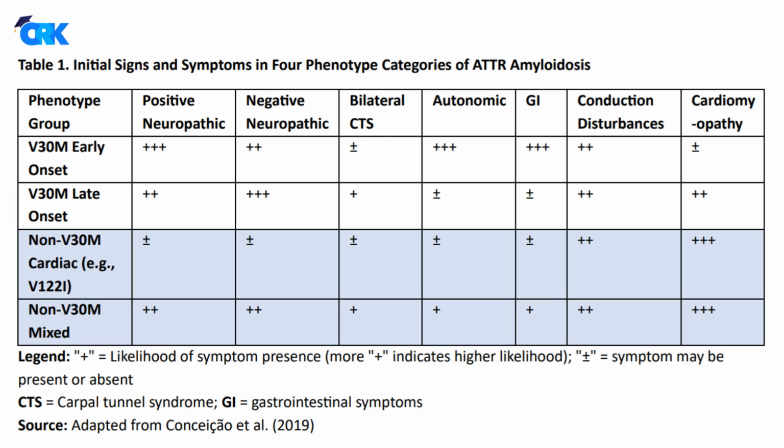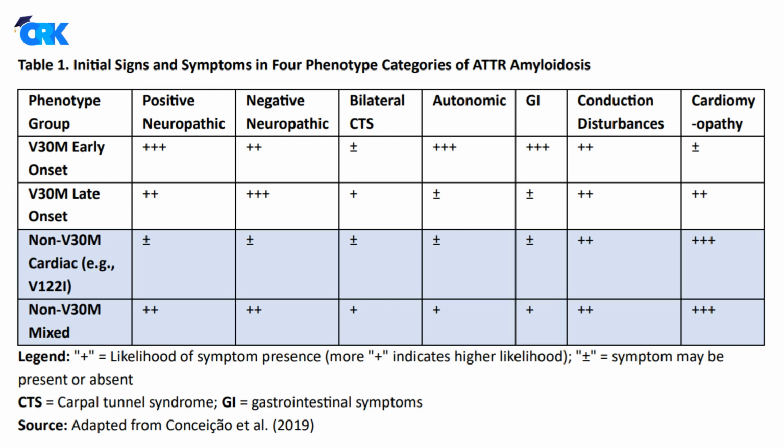Here's how to interpret the table. The number of plus signs reflects the likelihood of symptom presence. A symbol like plus-minus means that symptom expression is variable, it may or may not be present. And as a reminder, CTS refers to carpal tunnel syndrome and GI refers to gastrointestinal symptoms. Let's walk through some highlights.